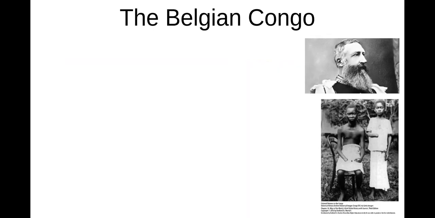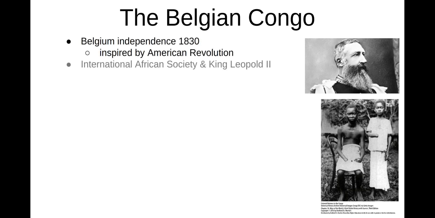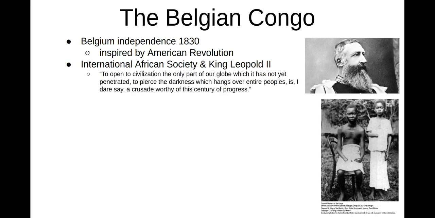Well, there are many European colonies to talk about, but let's start with the Belgian Congo. Here you have King Leopold the Second at the top, and I warn you, some of this is quite brutal. Belgium obtains its independence in 1830, as I said before, largely in a revolution basically inspired by the American Revolution as well as the French Revolution. But it's quite more orderly than the French Revolution. In any case, he founds the International African Society.